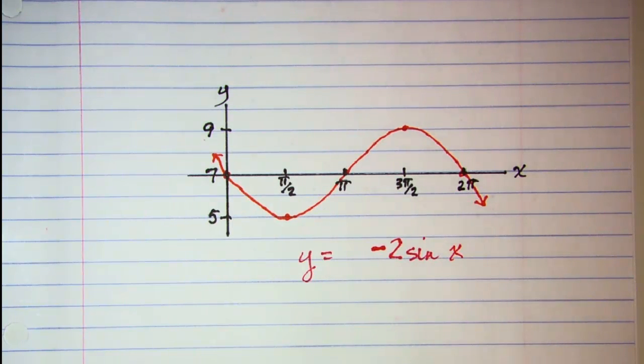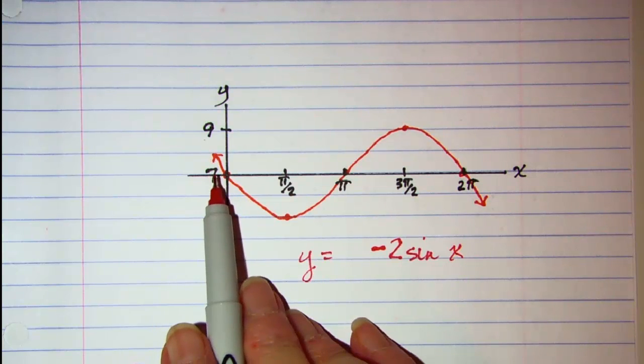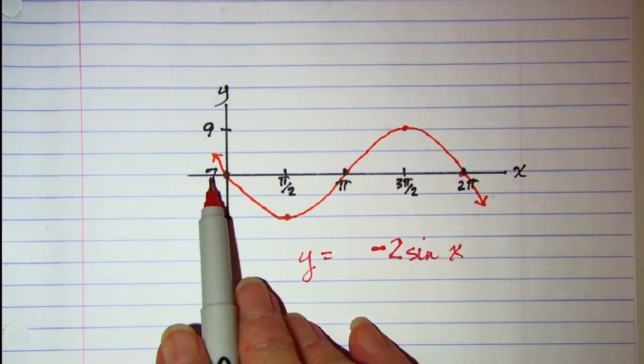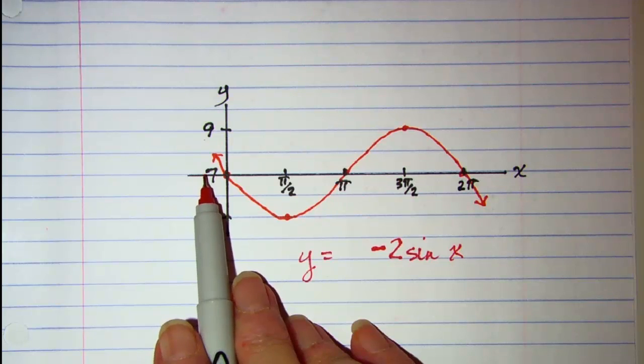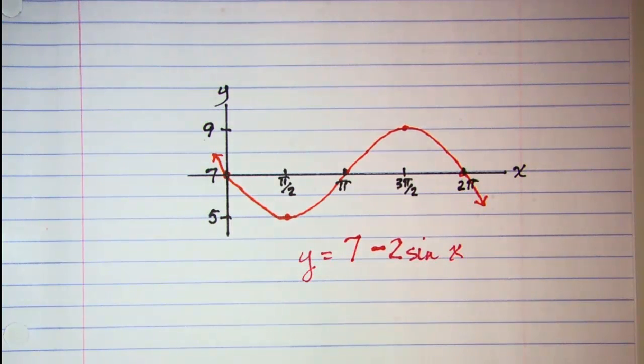The only thing left to do is show my vertical translation. We're using our space saver method of graphing, and this is a positive 7 at the center line. So that means I have 7 added on to my -2 sine x.